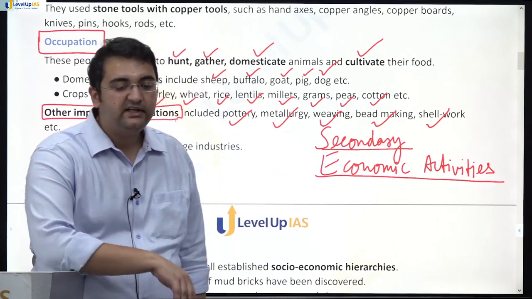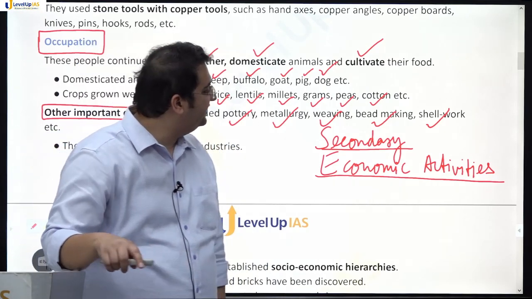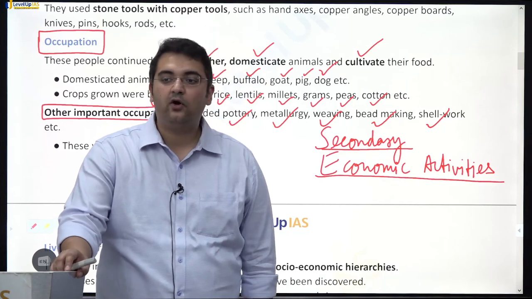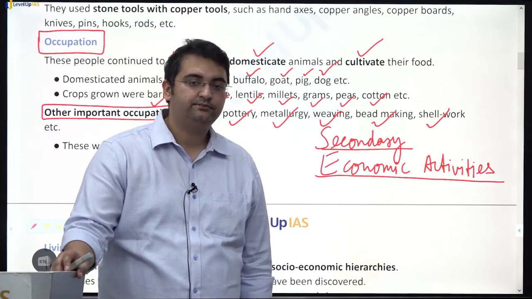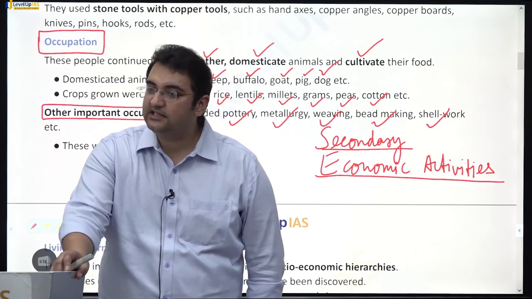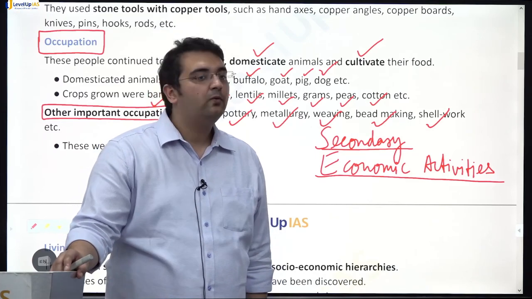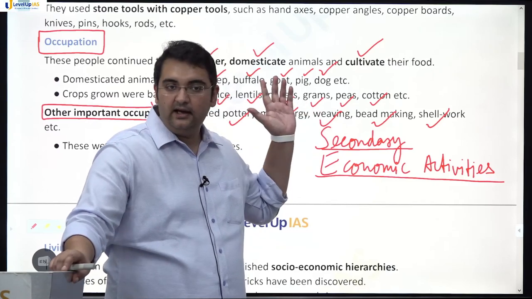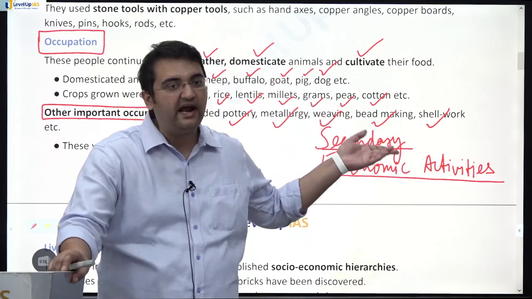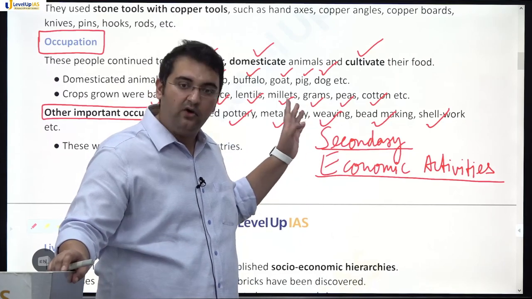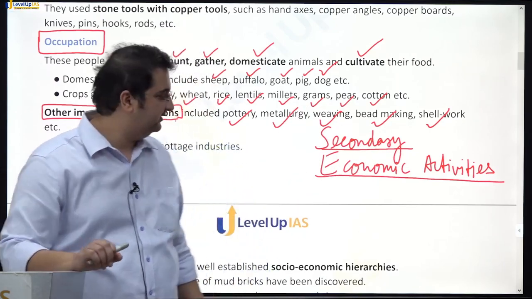What do you think was the nature of these activities? Were they part of an organized industrial setup or do you think they were cottage industries? They would be cottage industries. So people would during the correct season be involved in their food production activities, and in the off season probably they would take up all these other kinds of activities. Okay?